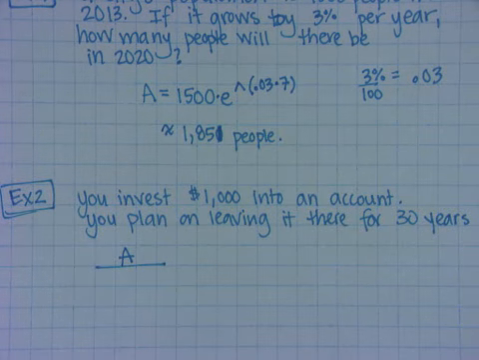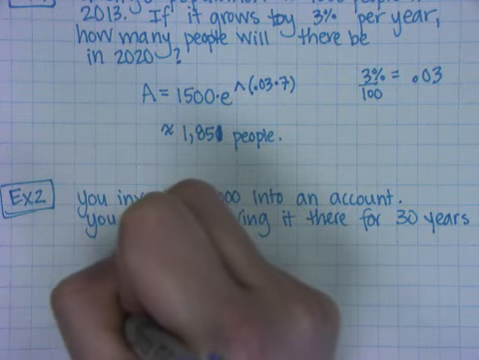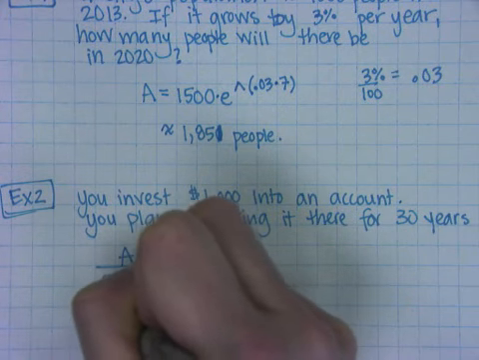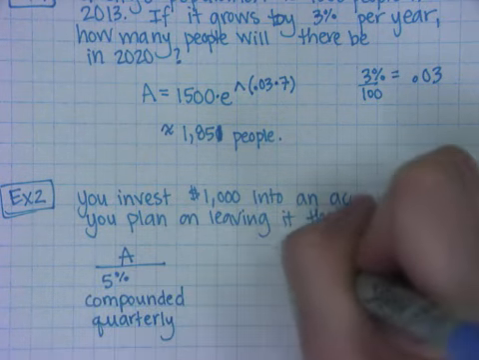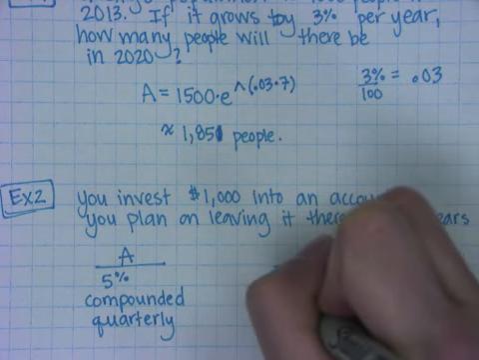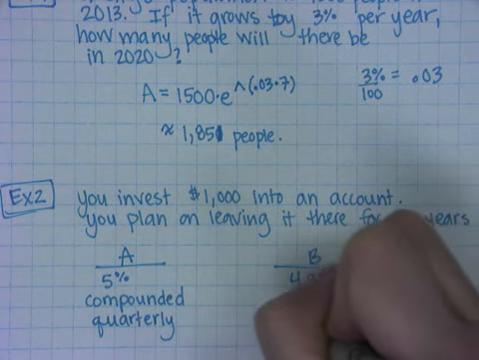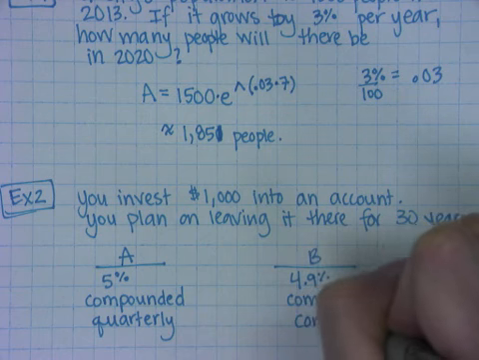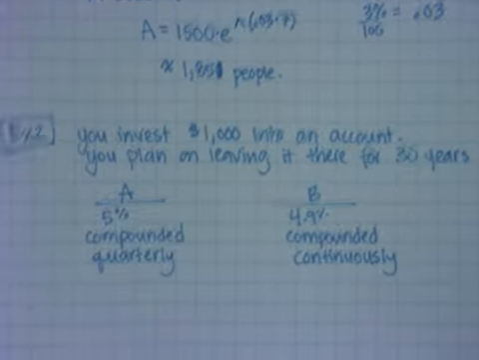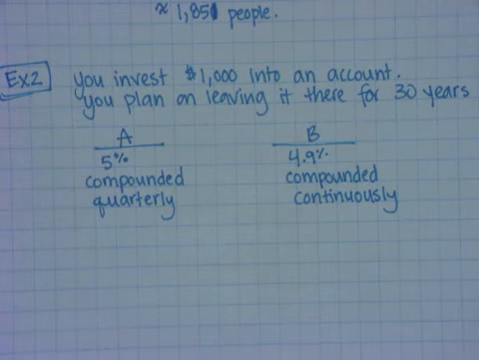Investment A gives you 5% interest, but it's compounded quarterly. Option B gives you 4.9% interest, and it's compounded continuously. And you're trying to figure out, because you want to get the most money that you can, which one of these scenarios is going to be better.